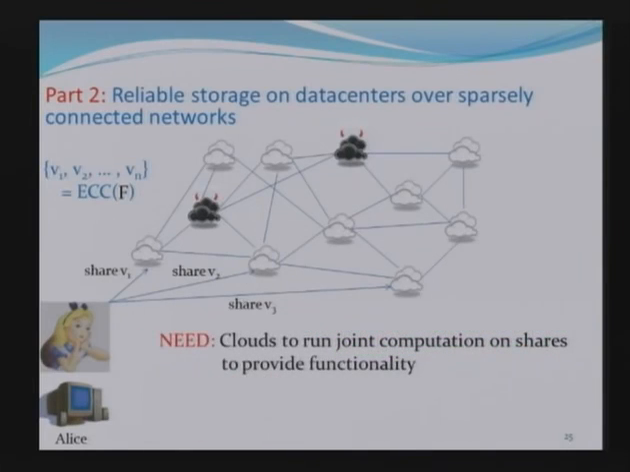And so typically what happens is we need to ensure that clouds can run some joint computation on shares. If we go back to our previous question, if now the cloud is not a single entity but multiple entities, in order to provide the functionality, we need these servers to talk to each other and run some arbitrary computation, because now they do not have the data wholly, they have only some parts or some shares of this data. Okay, so the need is for the clouds to run some joint computation on these shares of data.